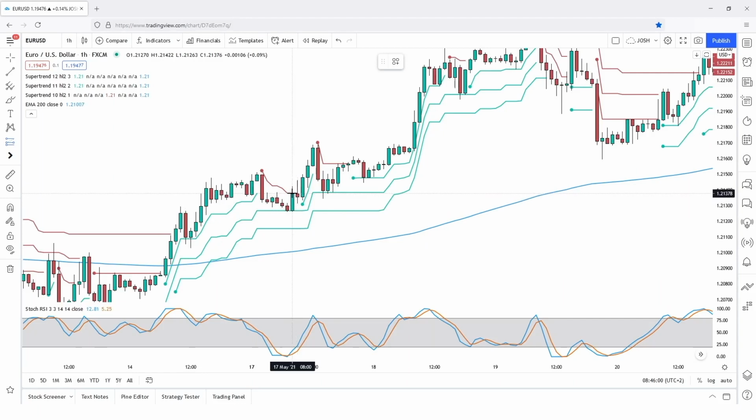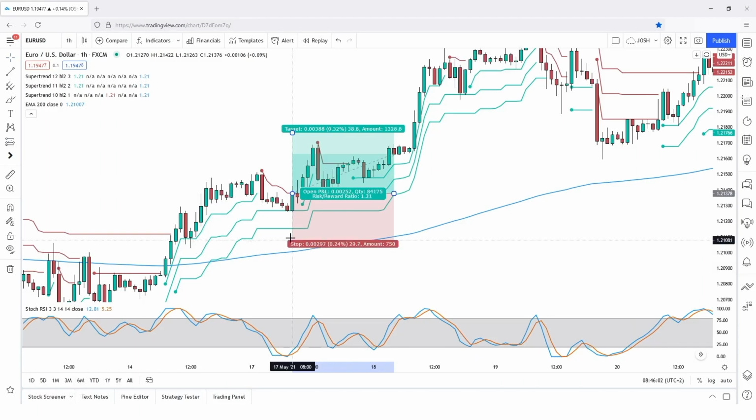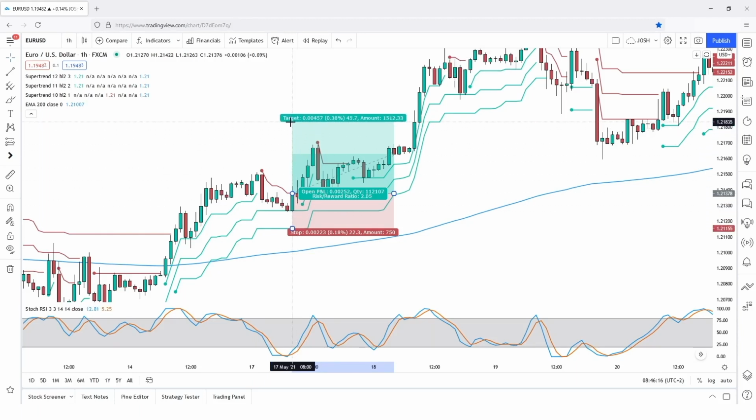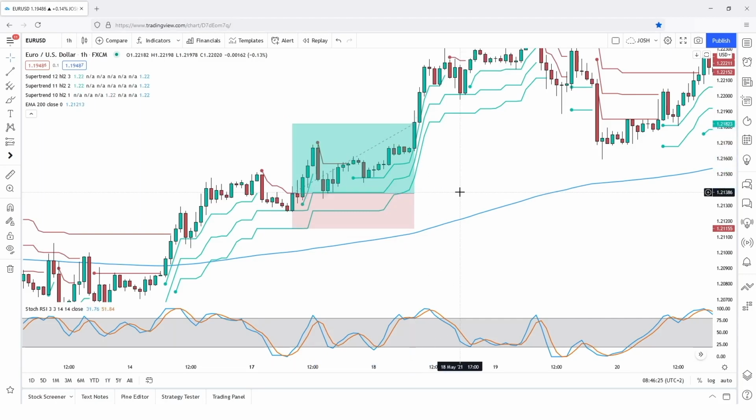Our stop loss will always be set at the second supertrend line below the price for the buy entries. Sometimes we have all three supertrend lines below the price. We then would still place our stop loss at the second line, and our take profit is then simply adjusted to a 1-to-2 risk to reward ratio. We will let our trade run till it hits either our take profit or stop loss. Let's get into another buy example.